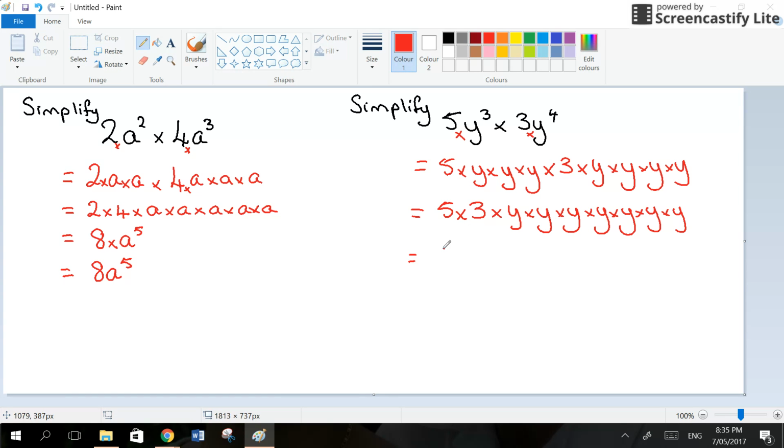And 5 times 3 is 15. Times by 1, 2, 3, 4, 5, 6, 7. So that's y to the power of 7. We don't write the times. To simplify this fully, we would write 15 y to the power of 7.